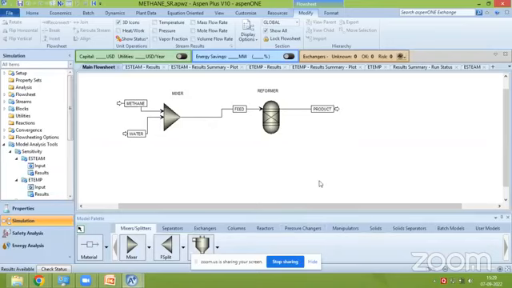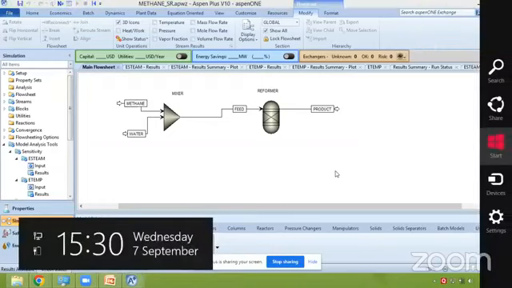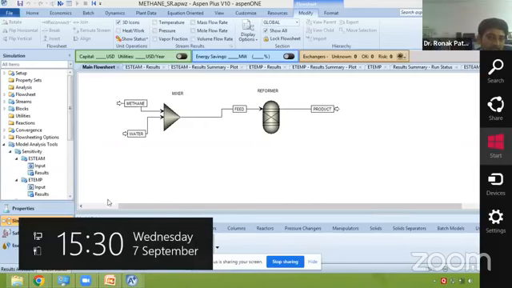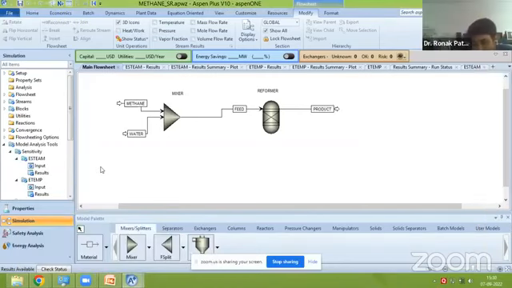One more thing that comes to my mind: if we have an unknown component which is not in the library, what is the way of defining it? For example, a hypothetical component. For example, DES, a deep eutectic solvent or ionic liquid, which in the current research trend is being used for several purposes.